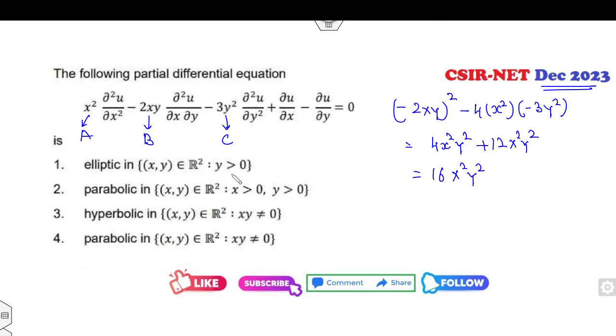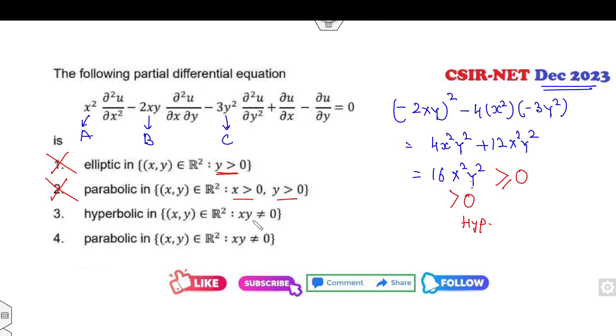Now, elliptical when y is greater than 0. When y is positive, first of all this number is always greater than or equal to 0. Whenever y is positive, it can never be elliptical. Parabolic when x and y both are strictly greater than 0? When both are strictly greater than 0, this number is strictly greater than 0, then in that case it is hyperbolic, but it is not parabolic.